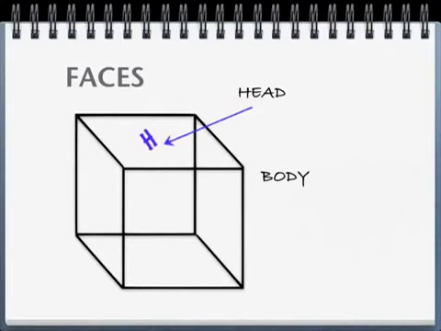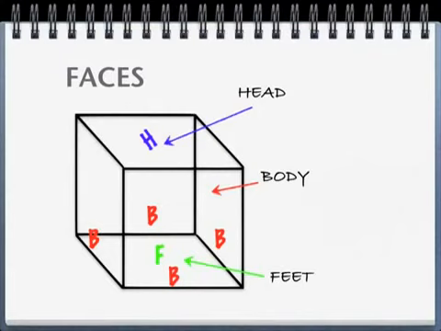Then we talk about the body. Those are the sides. And because it's a square, we have 4 sides to our body. So we do a B, B, and B. Then we talk about the feet. And the feet is what touches the ground. And there's the feet, and they write an F for feet.